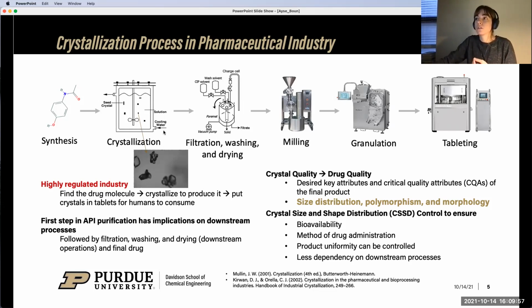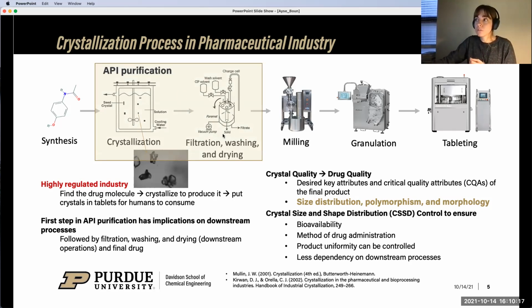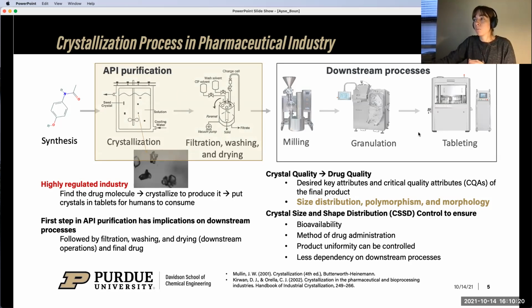It is the first purification step. And then from experience and literature, we know that the properties of these crystals, such as crystal size, the surface morphology, or which type of crystal you're producing, polymorphism, have tremendous effect on the further purification processes and also downstream unit operations. On top of the bioavailability of the drug, the stability of the drug, and how you manufacture it, etc.